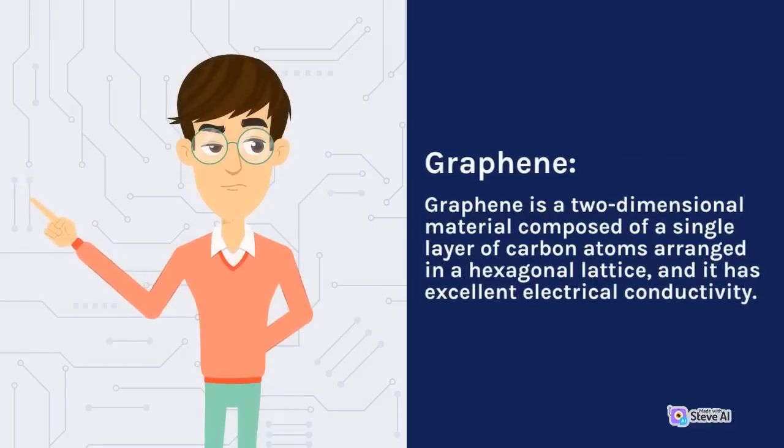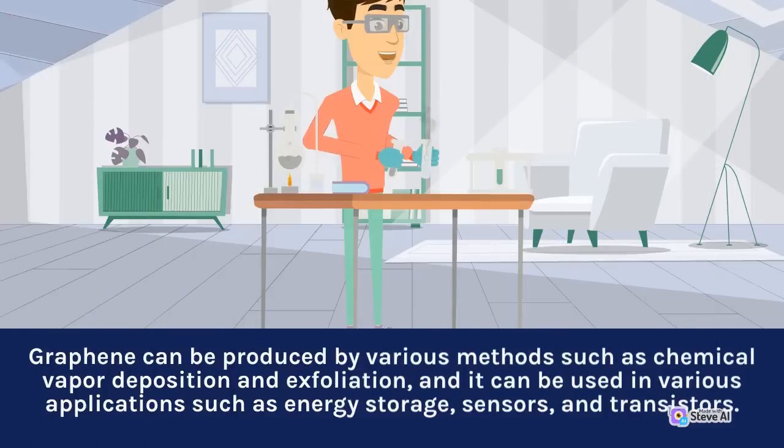Graphene. Graphene is a two-dimensional material composed of a single layer of carbon atoms arranged in a hexagonal lattice, and it has excellent electrical conductivity. Graphene can be produced by various methods such as chemical vapor deposition and exfoliation, and it can be used in various applications such as energy storage, sensors, and transistors.